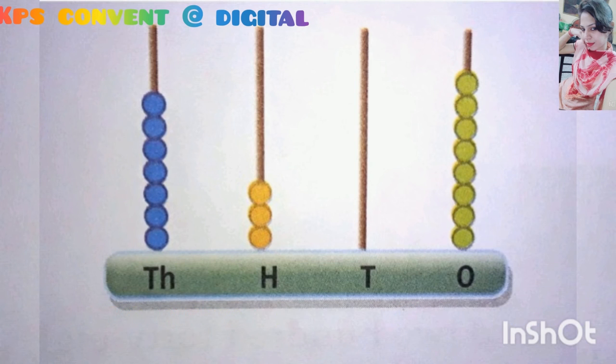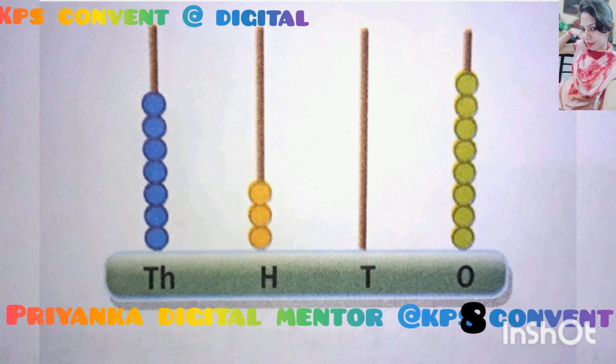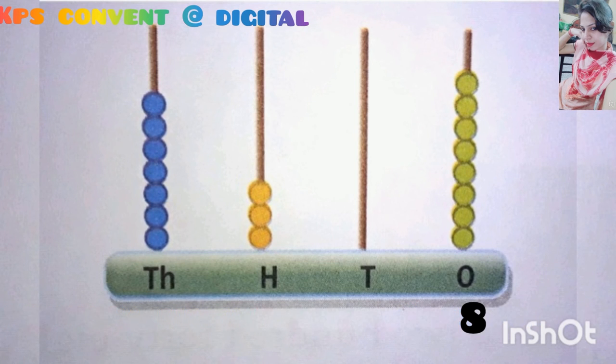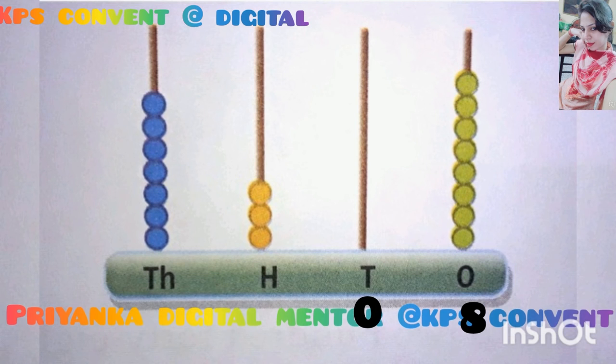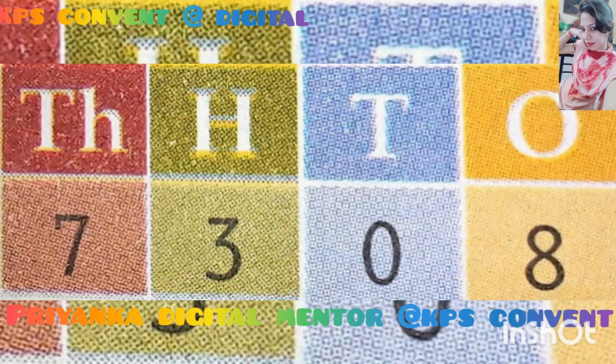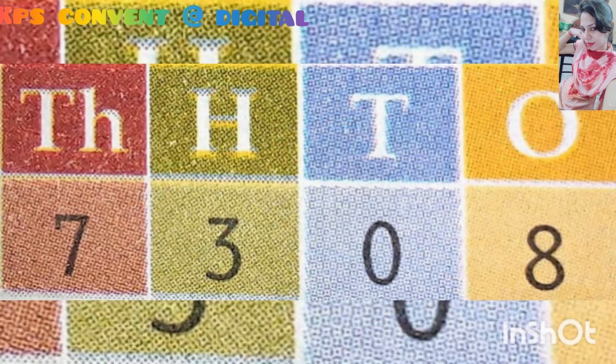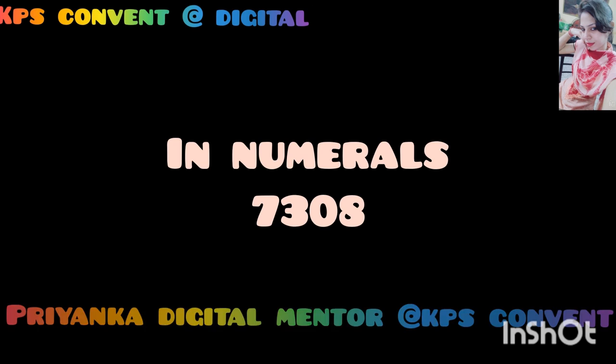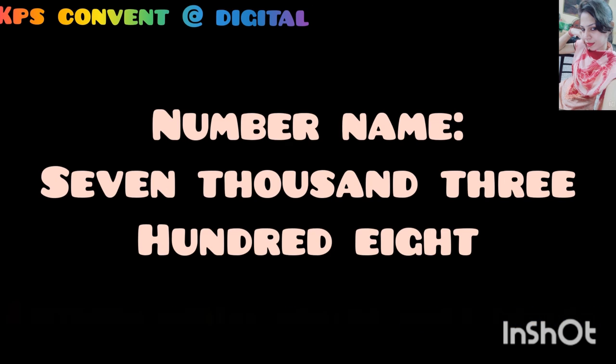Let us represent a number on the abacus. In ones column, we have 8 beads. In tens column, we have 0 beads. In 100, we have 3 beads. In 1000, we have 7 beads. So the number is 7308. In numerals, in number name.